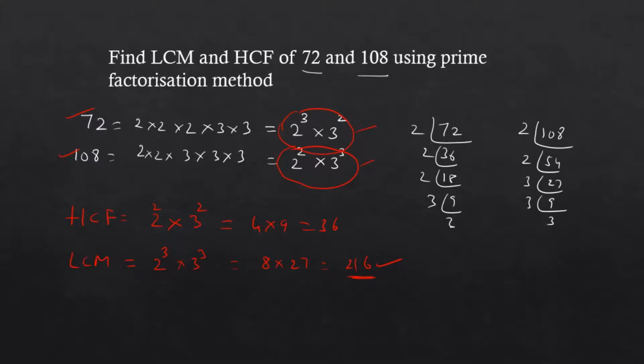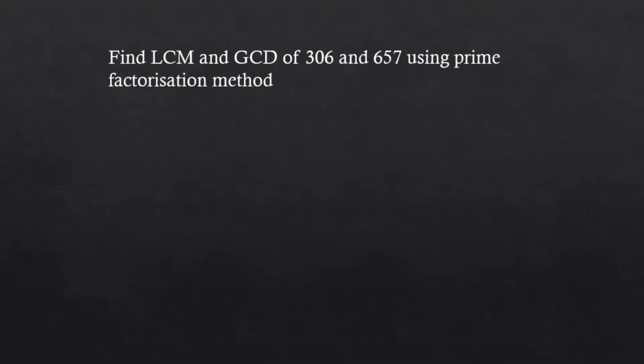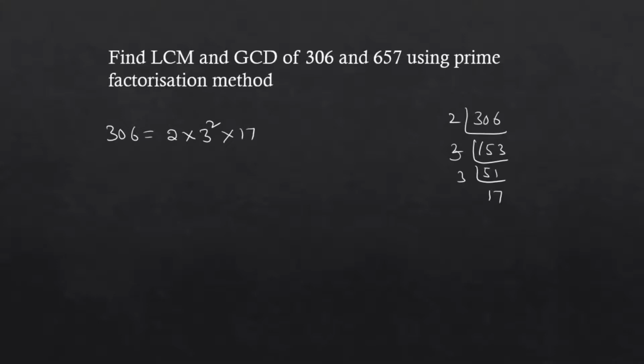Okay, I'm going to explain with one more example. Now 306 and 657. Find LCM and GCD. Let's try to find it out. First 306. Let us split this to 153, then 51, and this is 3 17s. That's it. So 306 became 2 into 3 square into 17, isn't it? I think you know how to write this. There are 2 3s, only 1 2. 17 also only 1 there.